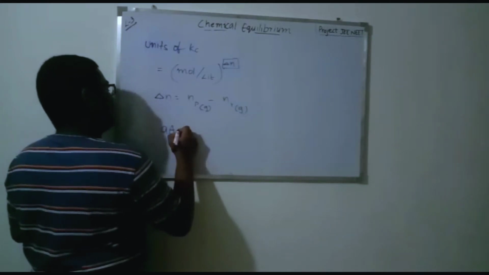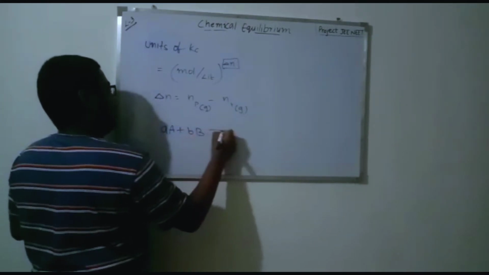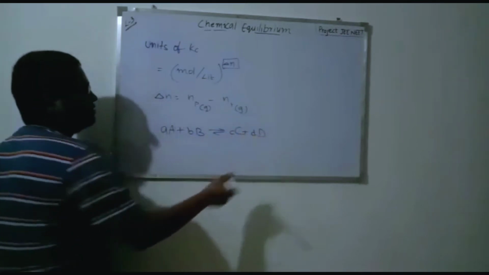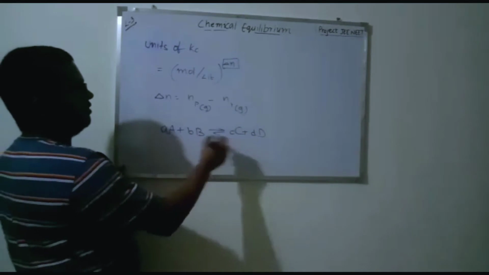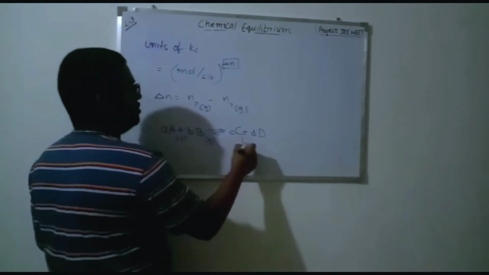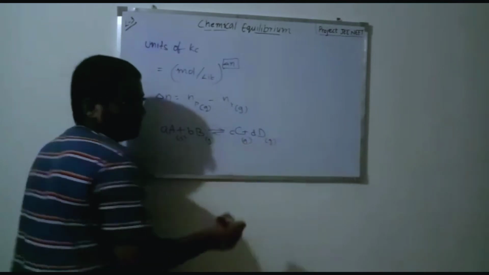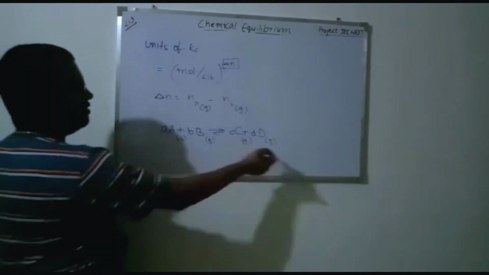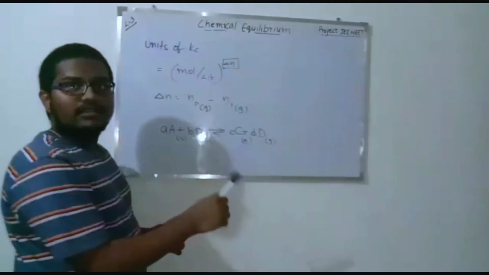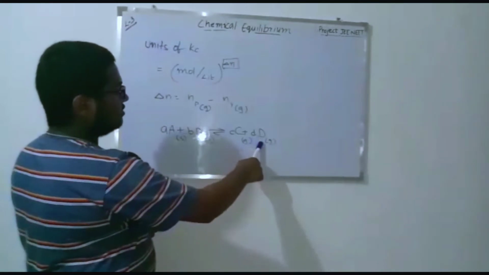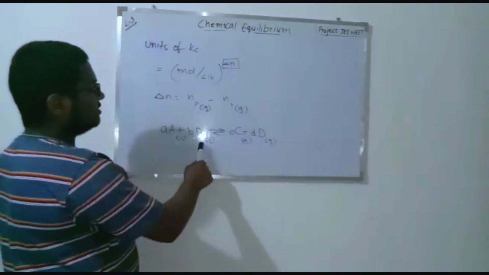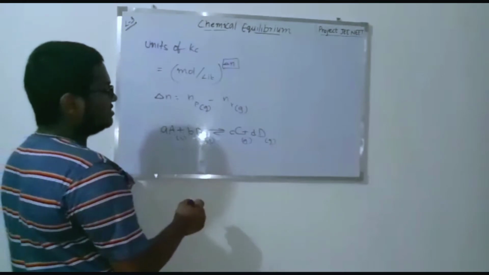So, the general equation. Let's assume that in this reaction, two products are there. One is gaseous and the other is also gaseous. Here there are two reactants. One is gaseous and the other one is in solid state.